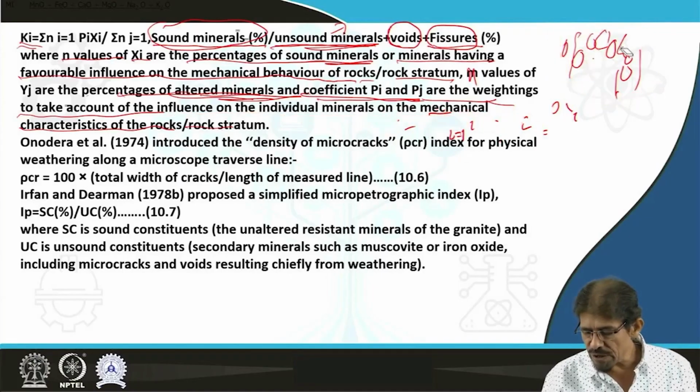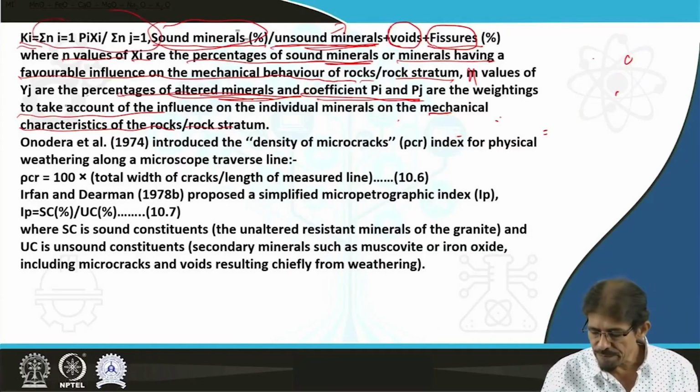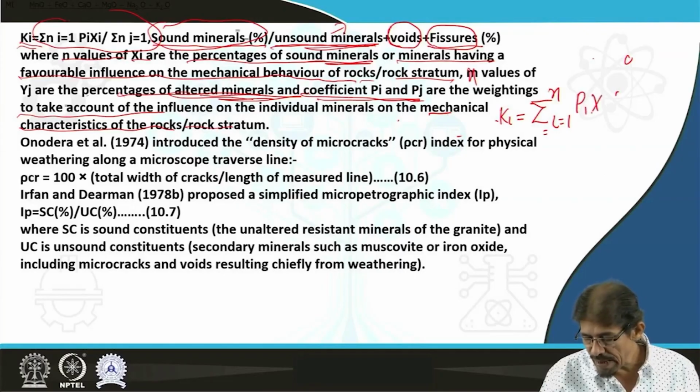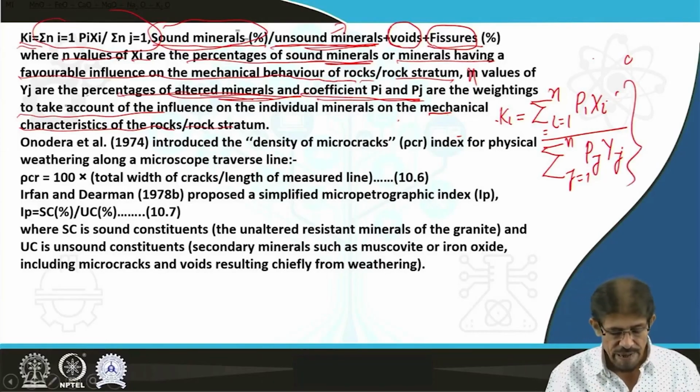So it is very simple, and again I try to write this for simplification due to the typing limitation. This Ki is equal to the summation, i equal to 1, of Pi xi divided by the summation, j equal to 1, of Pj yj. The descriptions we have already discussed.